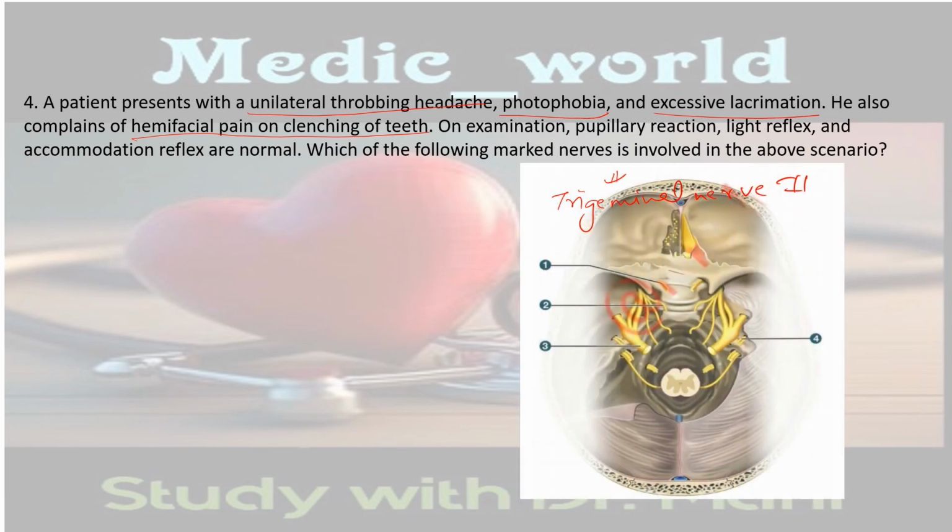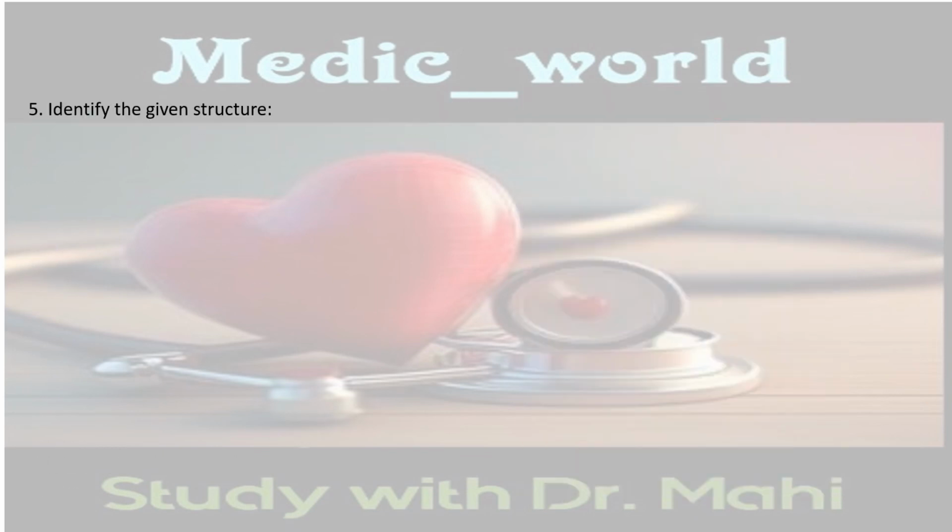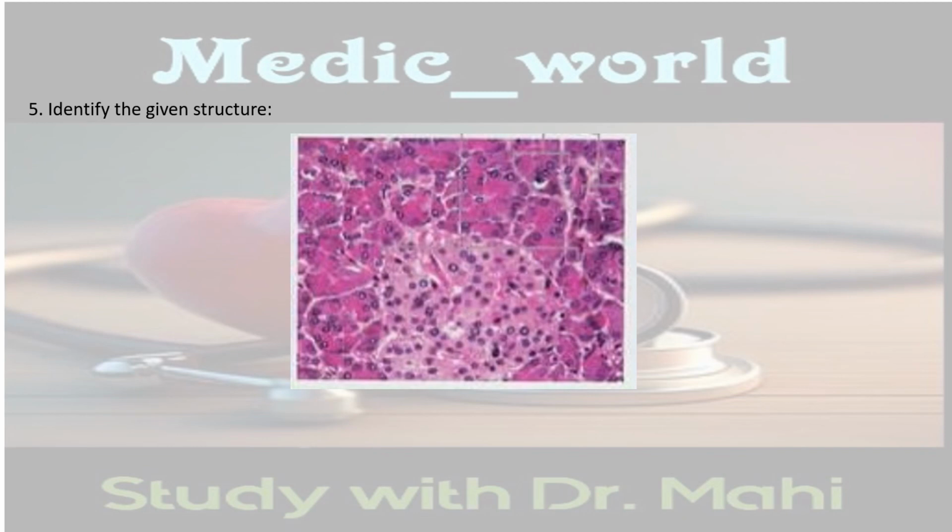Let's see the image. Here in the image, this is the trigeminal nerve, which is the thickest one, and it is marked as 3. So the answer to this question is 3, that is option C. Now the next question, identify the given structure. In the histopathological structure given, we have to identify the structure, and the answer to this question is option D, that is pancreatic islet cell.